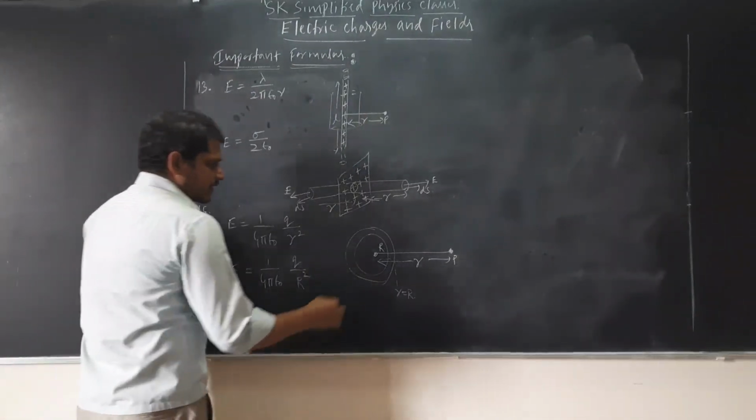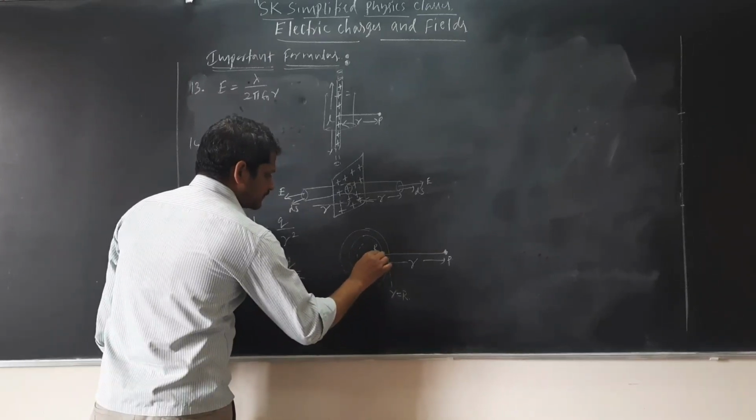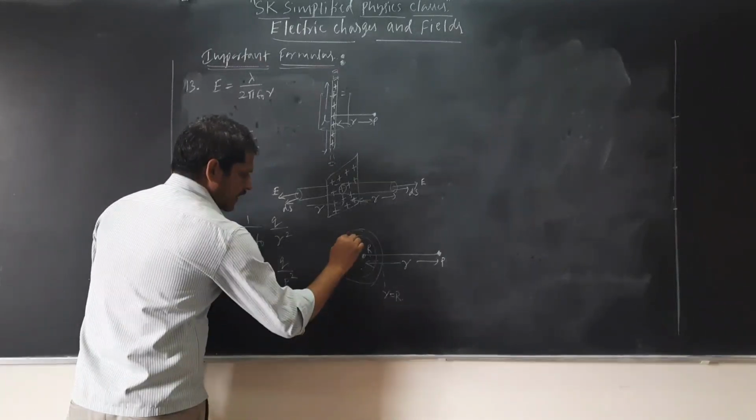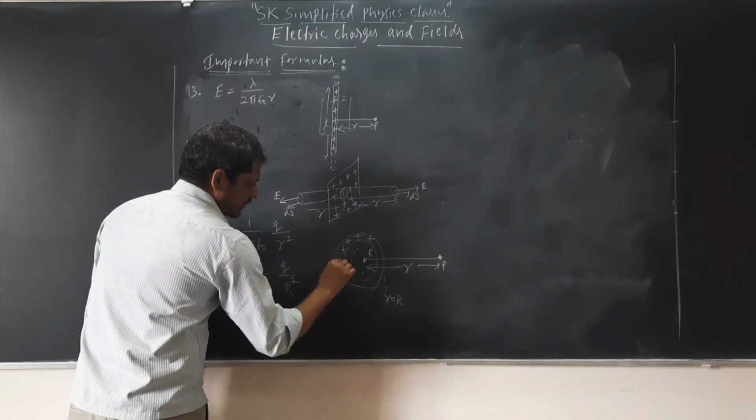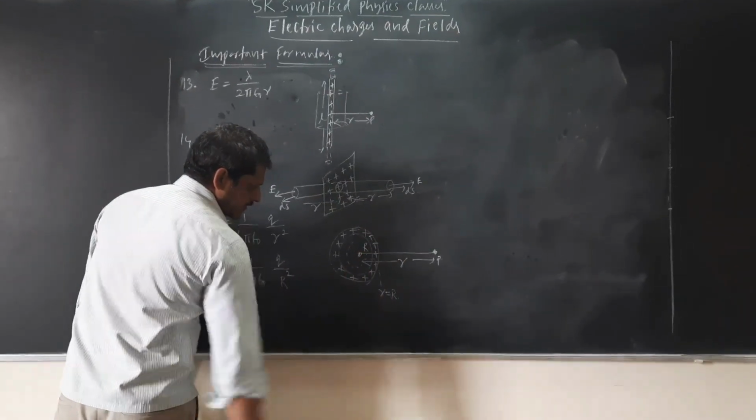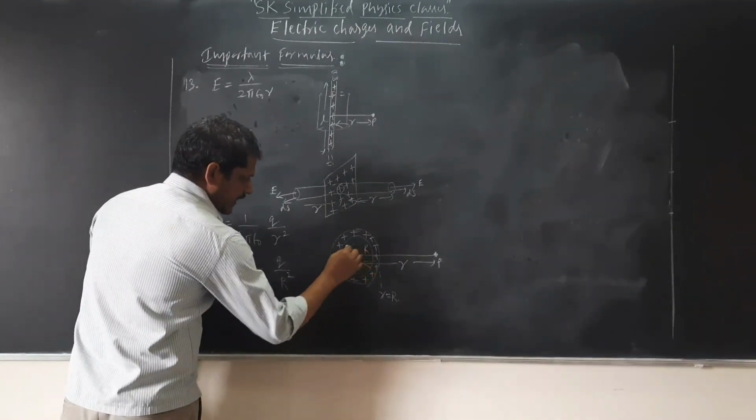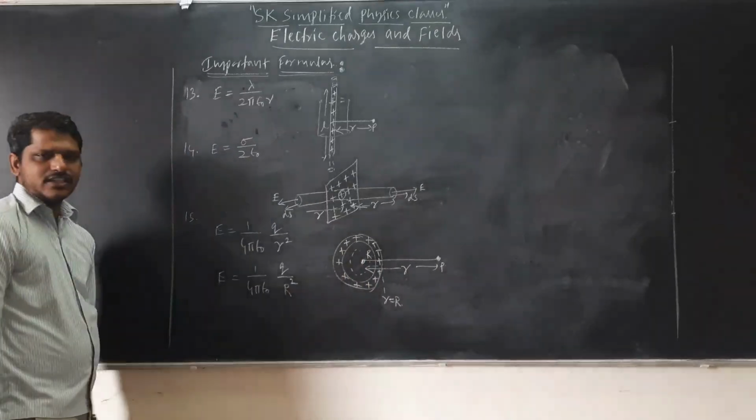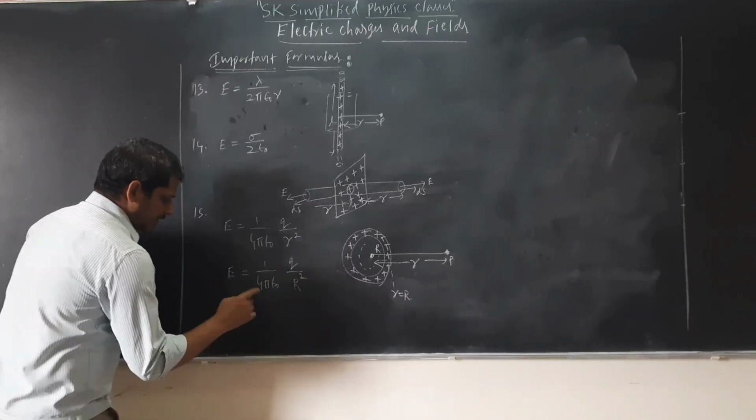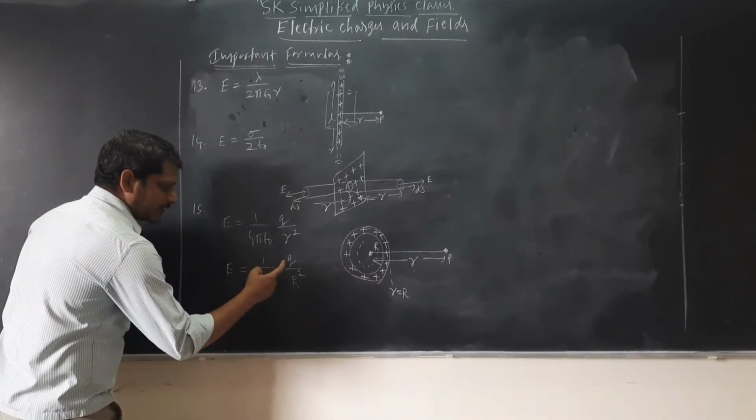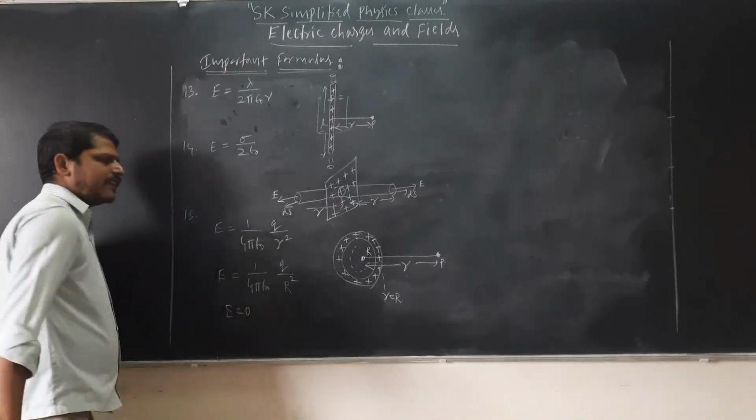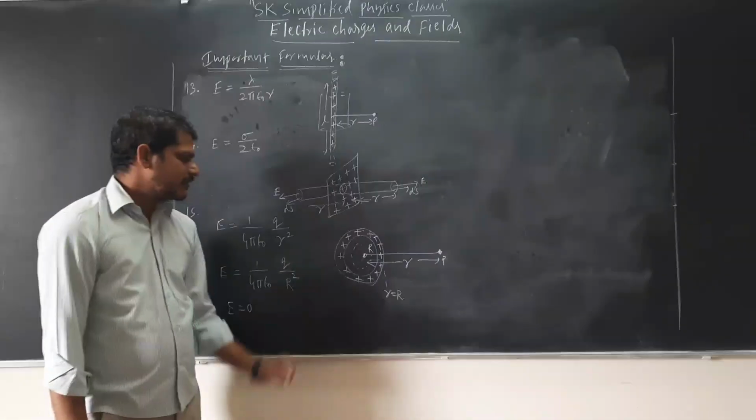Finally, if you want to calculate the electric field inside the spherical shell: if it is a positively charged spherical shell, all the charges accumulate on the surface of the shell, so there are no charges inside. When there are no charges, the electric field, because it is directly proportional to the charge, is equal to 0 inside the spherical shell.